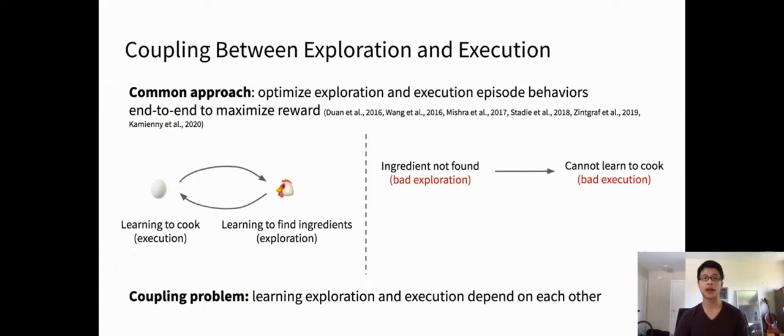If exploration is bad and the robot chef does not find the ingredients, then learning good execution behaviors, such as cooking, is really challenging, since it doesn't even know where the ingredients are. On the other hand, if the robot chef has bad execution behaviors and does not know how to cook, then no matter what it does during exploration, it will still not successfully cook a meal. Therefore, it will always achieve low reward, and learning the exploration behaviors will be extremely challenging.